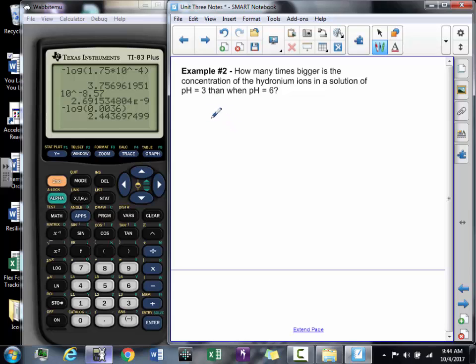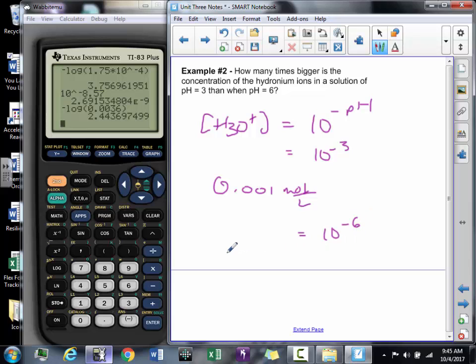How do I calculate my hydronium ion concentration? Well, the formula for this is 10 to the minus pH. So one of them is 10 to the minus 3. Literally, this is going to make the number 0.001 moles per liter. What happens if it's 10 to the minus 6? Well, if it's 10 to the minus 6, then it's 0.000001 moles per liter.